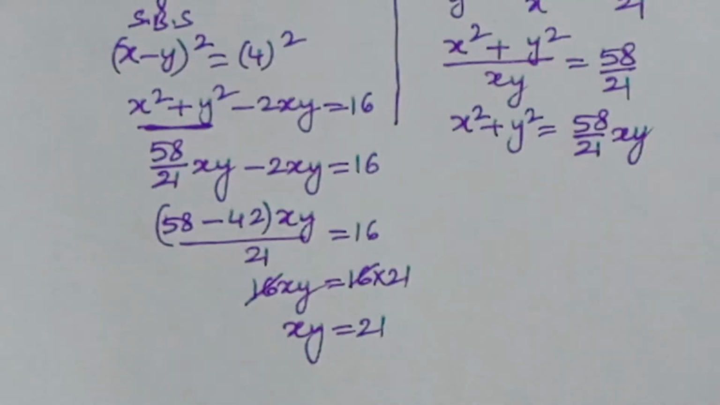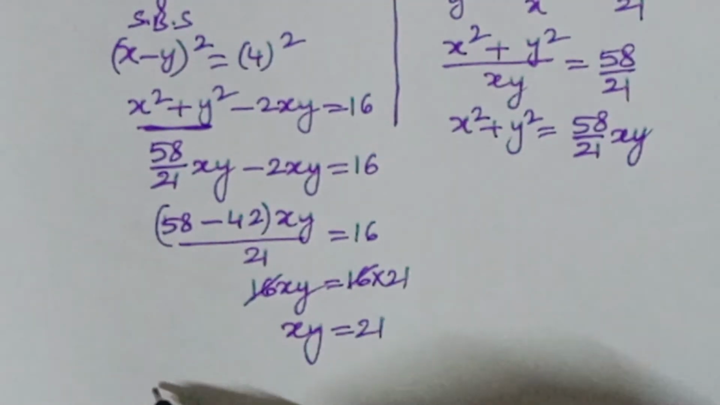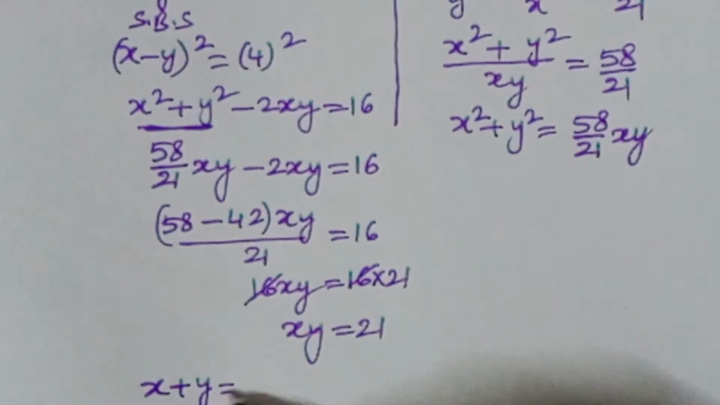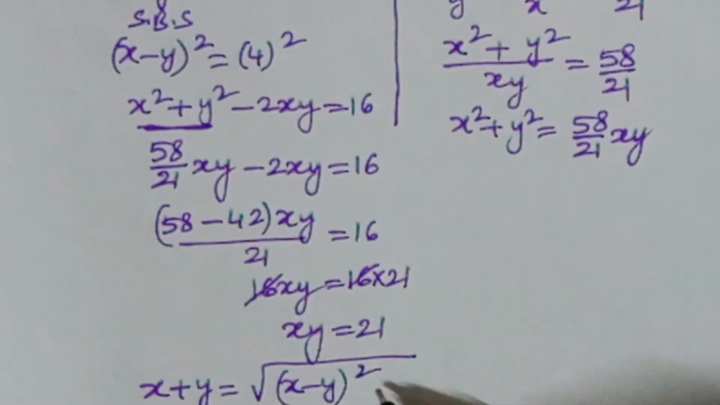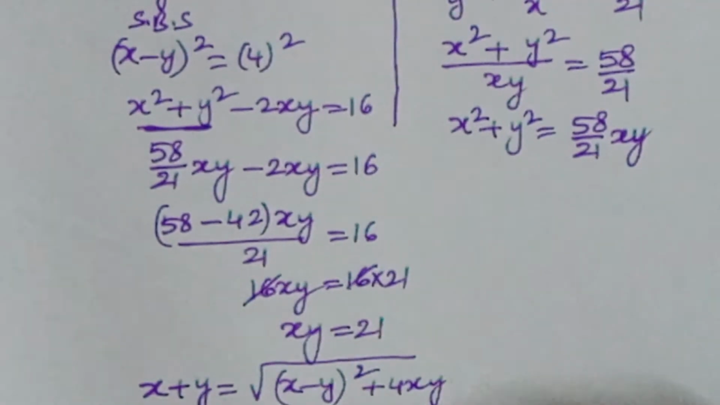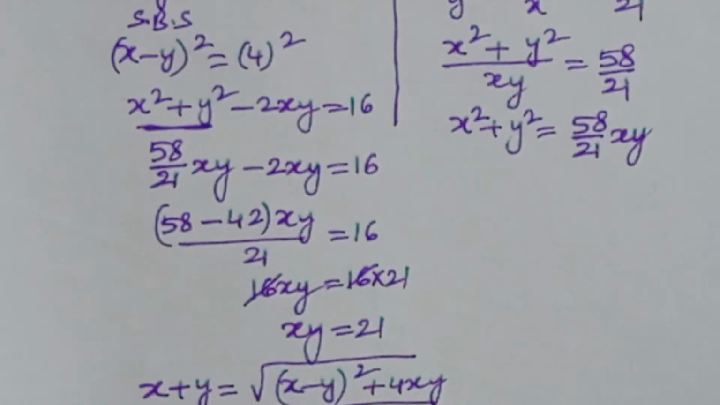xy value is 21 now. So from this you can get x plus y value. x + y is equal to square root of (x - y)² + 4xy. So here you can get 16 plus 4 into 21. So here you will get 16 plus 84.